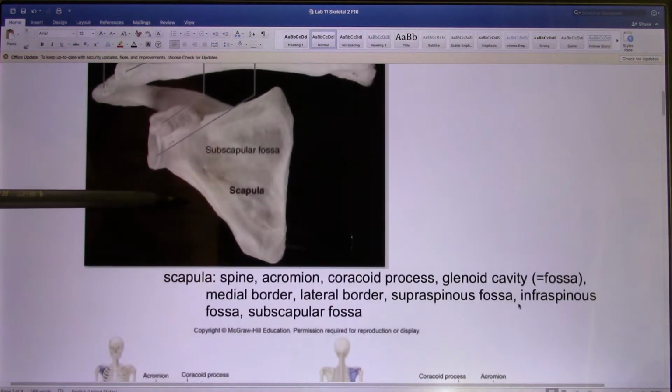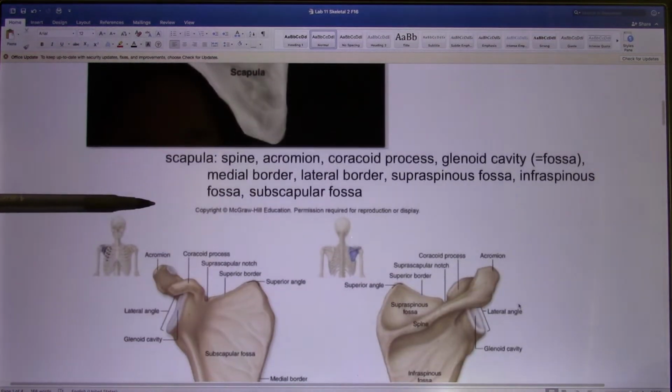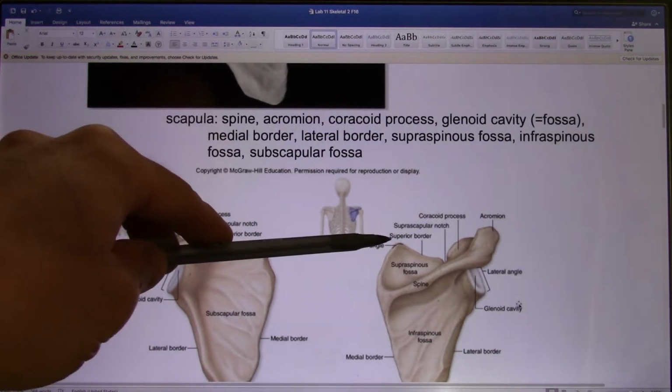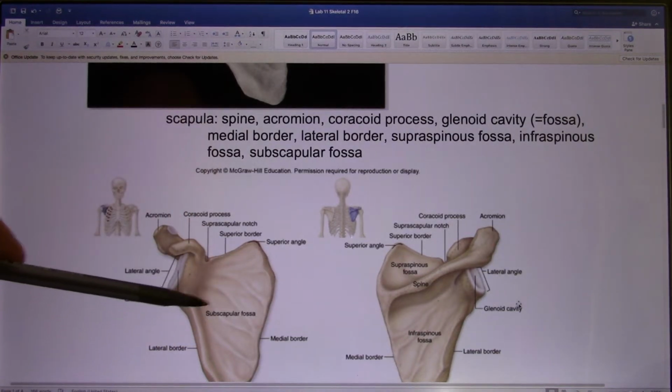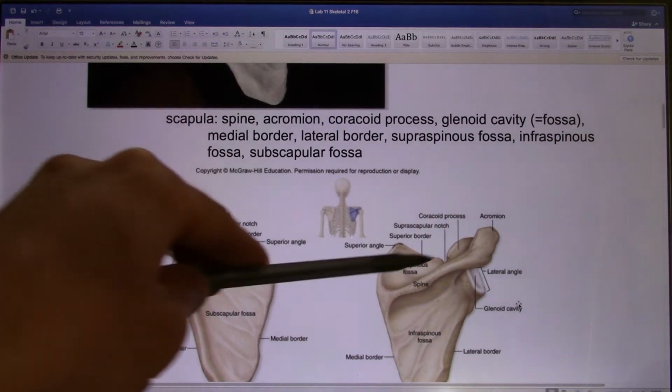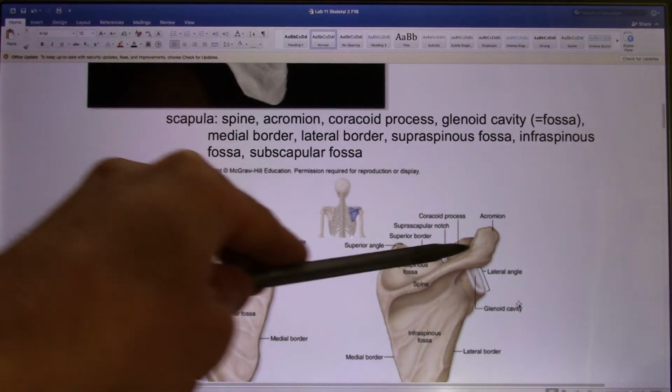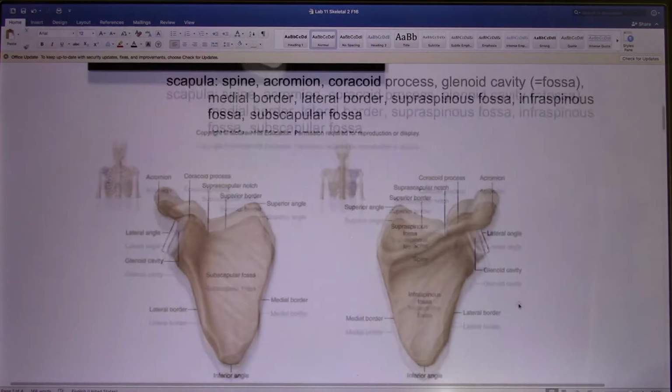In the scapular part, in class we talked about the fossa. We have different kinds of fossa: the supraspinous fossa, infraspinous fossa, and subscapular fossa. These are where the muscles go through. And that's the spine area. This one is called the acromion.